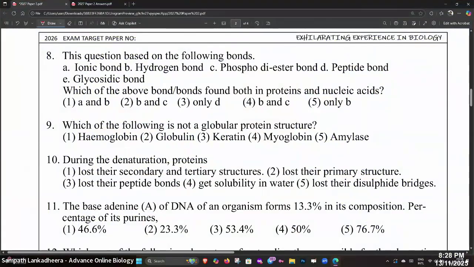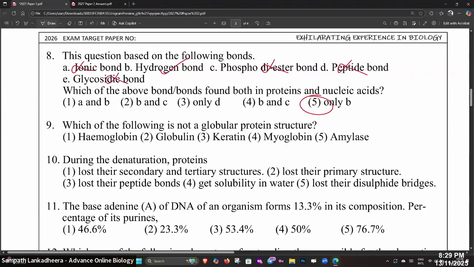Proteins and nucleic acids. Ionic bonds you can't take. Hydrogen bonds, in proteins and nucleic acids, you can take that, correct. Phosphodiester bonds, proteins you can't take, nucleic acid available. Peptide bond, protein present, nucleic acid absent. Glycosidic bond you can't take, it's in polysaccharides. So we'll take the answer as only B. Fifth one is the answer.